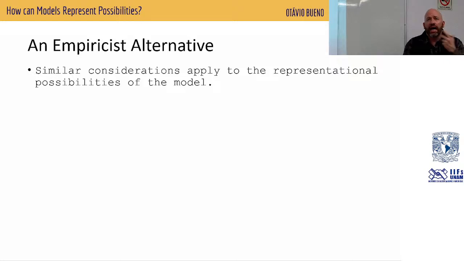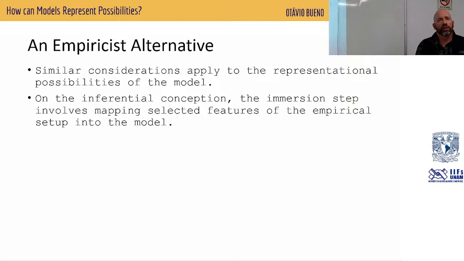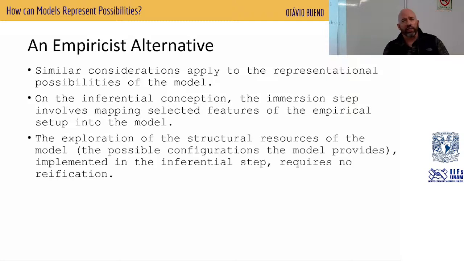Okay. I think similar considerations apply to the representation of possibilities in the model, right? I talked a little bit about how to resist reification about the objects in the empirical setup, right? Similar things apply to what goes in the model, right? We also do not want to reify the mathematical objects that are being used in the model, right? On the inferential conception, the immersion step involves mapping select features of the empirical setup into the model, right? The exploration of structural resources in the model, the possible configurations that the model provides, implemented on the inferential step, requires no reification. So when I'm talking about mappings, functions, and things like that, you may say, you're a Platonist. You're using mathematics, right? Also, in your model, you're talking about differential equations, solutions for those things. Those are functions. Right? All of those things are abstract objects. They are things that empiricists should not be happy with, right?